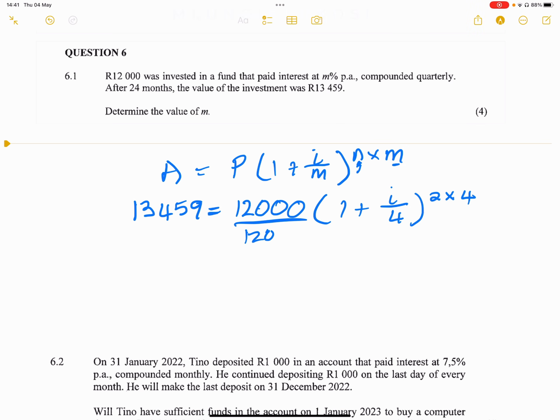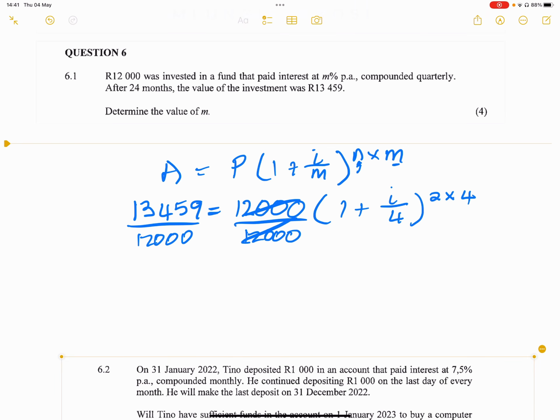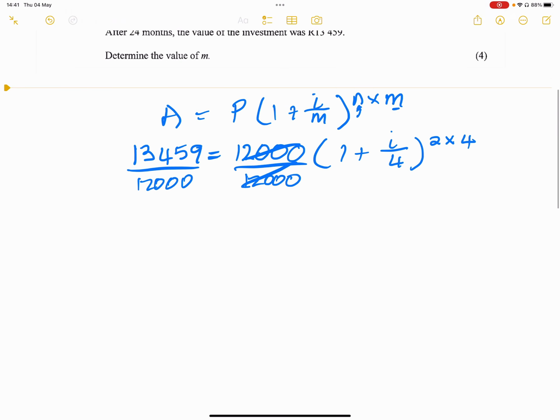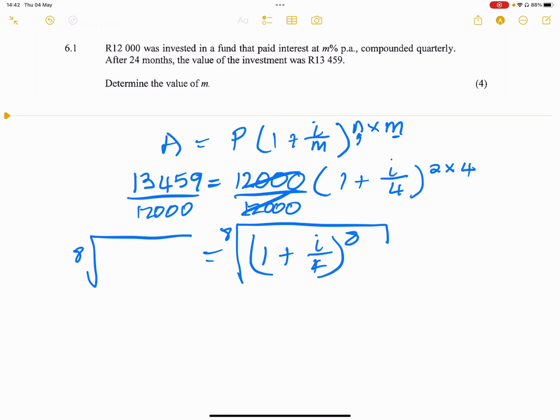So we're going to divide both sides by 12,000. At this stage, ladies and gents, I'd love for you to do this as much as possible in the calculator so that it doesn't affect you in terms of rounding off. So this is going to be 1 plus i over 4, exponent 8. Now in this case, we're going to take the 8th root of that. So what I do on the left, I do on the right.